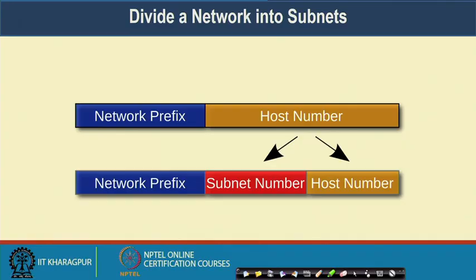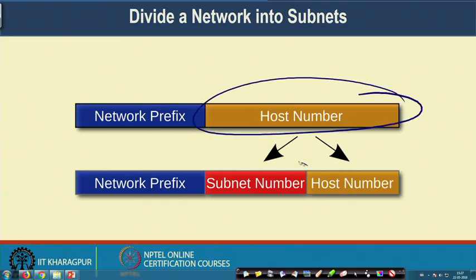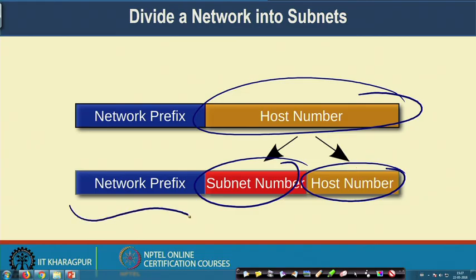So, in case of your classful IP addresses, you had the network prefix along with the host number. This entire host number space is now divided into the subnet number and the host number. The original network prefix from classful addressing and the subnet number together give you the subnet IP. This subnet IP is the IP of the network to which your machine belongs.